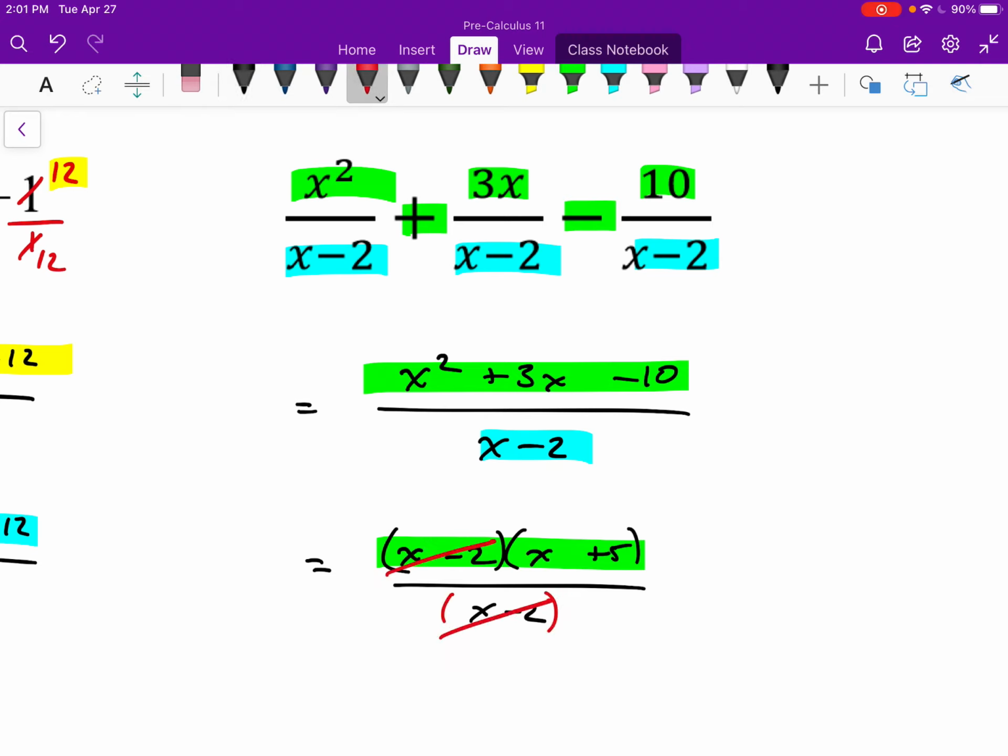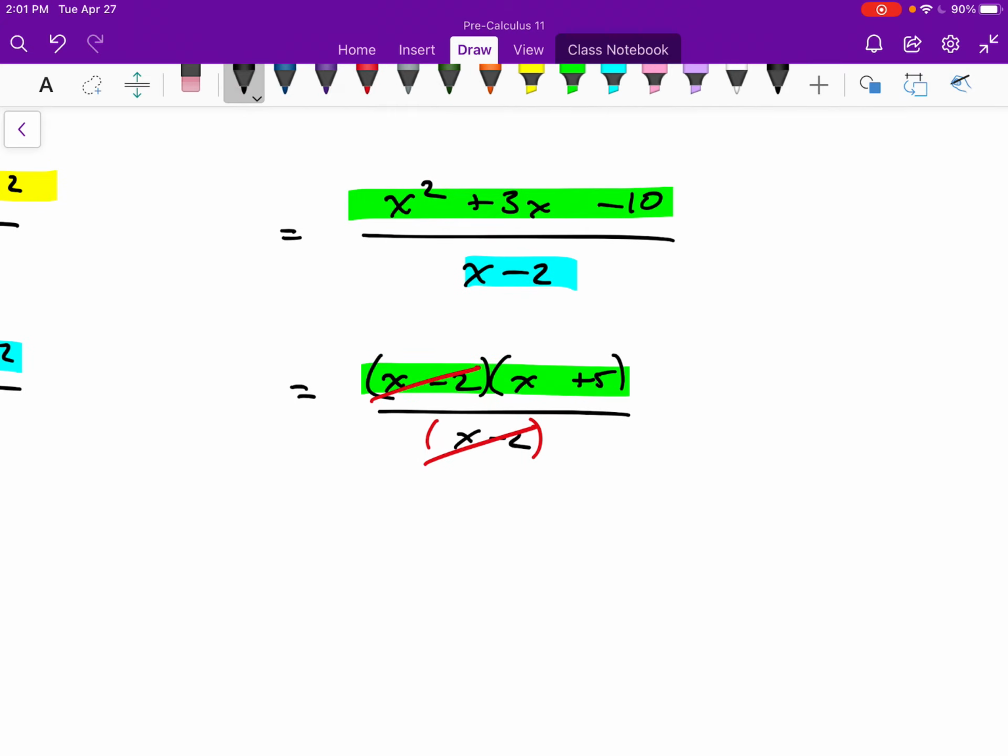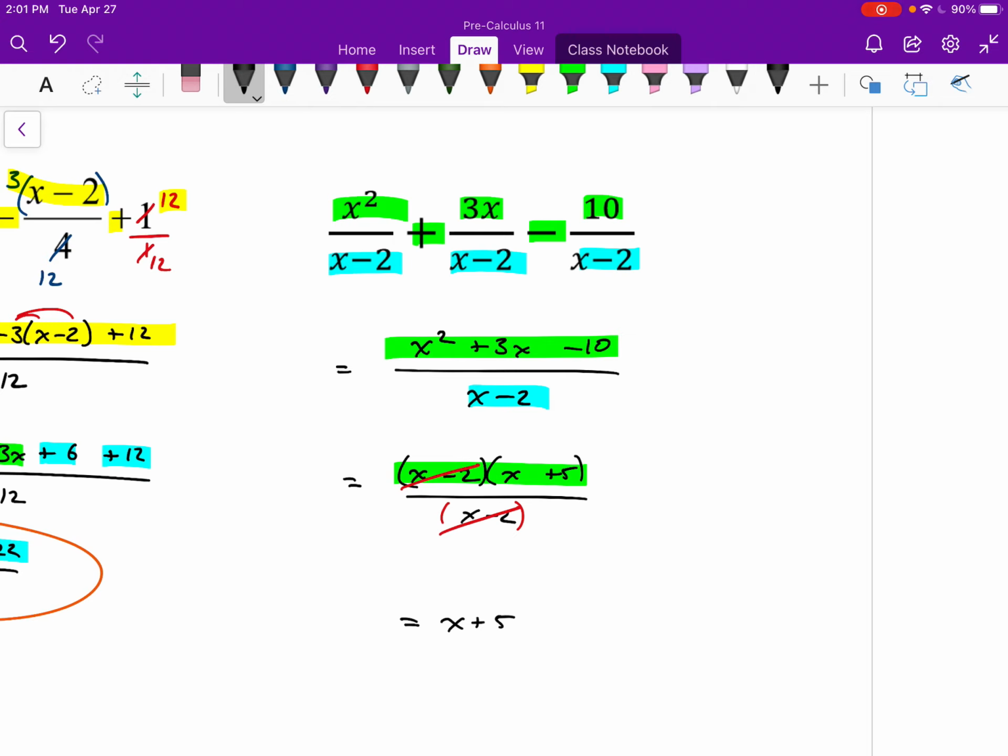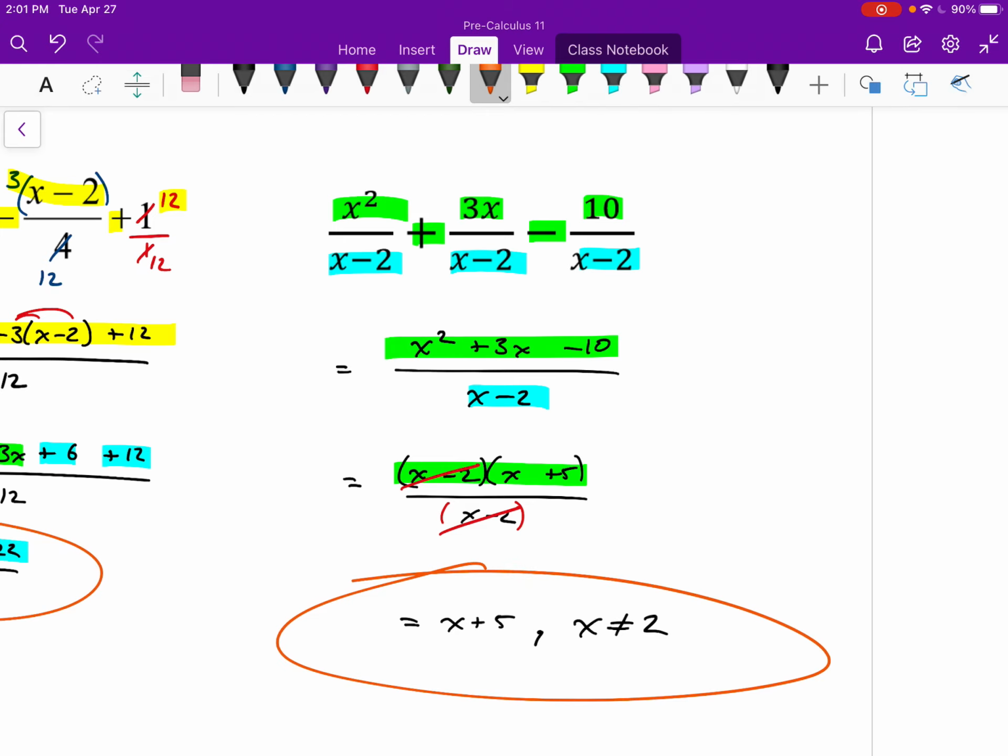I can cancel out a factor of x minus 2. So in the end, this behaves the same as just x plus 5. Is there a restriction? Hopefully you know there is. I can see right from the very first step that if x equals 2, I'm dividing by 0. And so I should have a little restriction here. X cannot equal 2. Now I'm done.